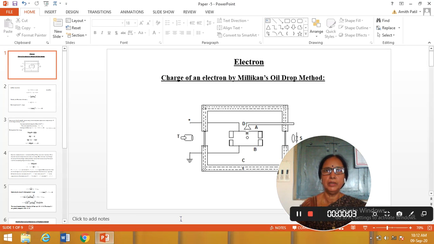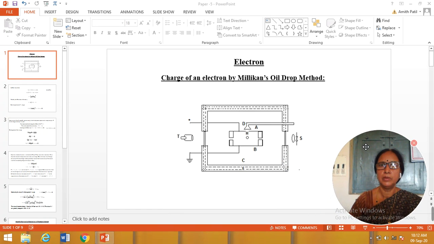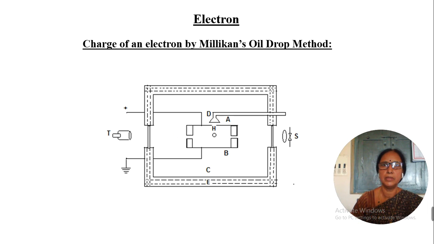Good morning, everybody. Today I'll discuss the determination of charge of an electron by Millikan oil drop method. So the experimental setup is like this. It consists of two optically plane parallel plates made of brass separated by insulating rods of glass.